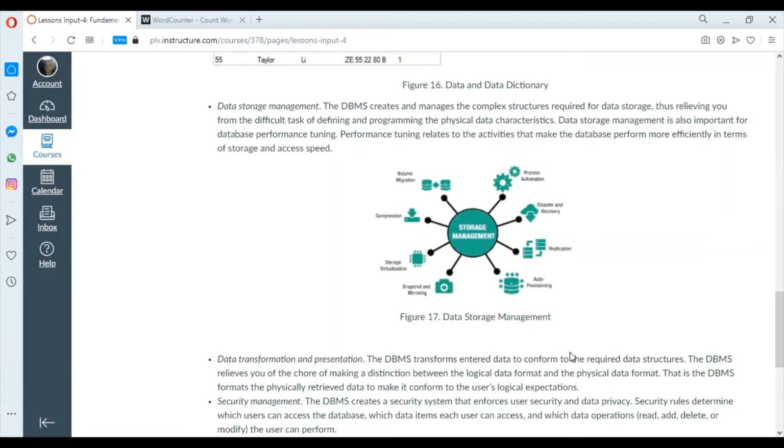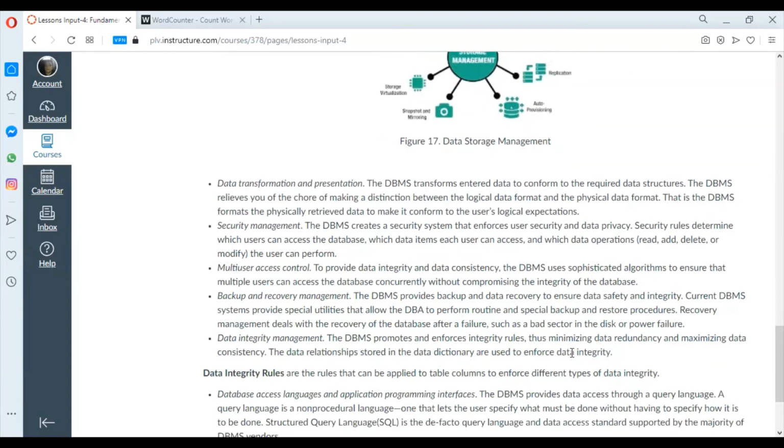We also have the following function: database transformation and presentation. The DBMS transforms entered data to conform to the required data structure. It relieves you of the chore of making a distinction between the logical data format and the physical data format. Take note, logical data format is the representation of the database that we see, while the physical data format is the representation of the database in our actual computer. That is, the DBMS formats that physically retrieve data to make it conform to the user's logical expectation. Security management.